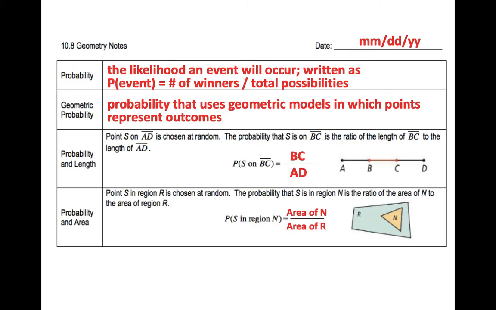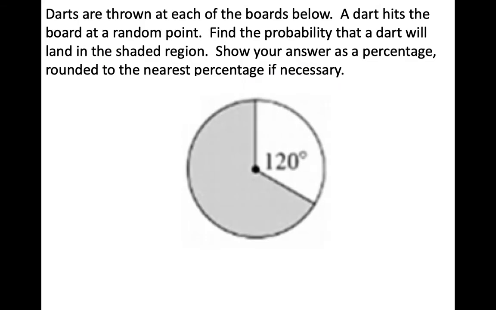So let's look at some example problems of that. I have this circular dartboard here, and darts are thrown at each of the boards below. A dart hits the board at a random point. Find the probability that a dart will land in the shaded region, and again we're going to show it as a percentage, rounded to the nearest percent if necessary.